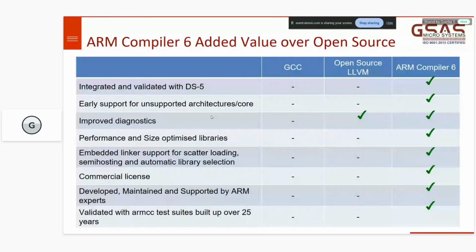So early support for unsupported architecture, yes. Diagnostics both have. Performance and optimized library, yes. Compiler 6 and all this, scatter loading, commercial license, because GNU is open source, while this is being developed, maintained, and supported by ARM.